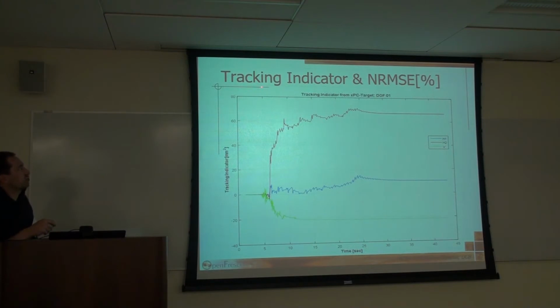Then we plotted some tracking indicators and also the normalized root mean square errors. So we can do those and see what each degree of freedom does. And like yesterday, what we've seen, the tracking indicators are actually a very small value, this is in millimeters squared. So you can see degree of freedom 1, meaning the longitudinal table degree of freedom, is doing very well. It has a tiny bit actually of lead.